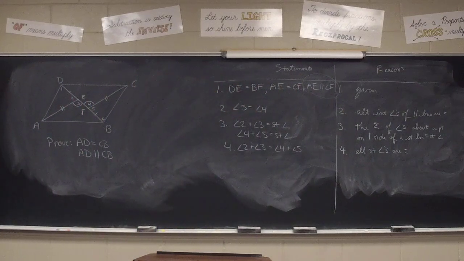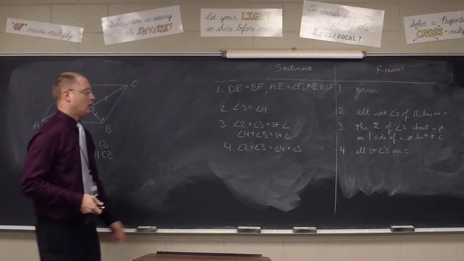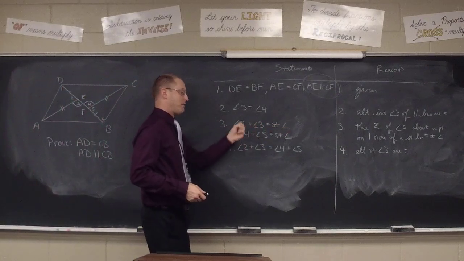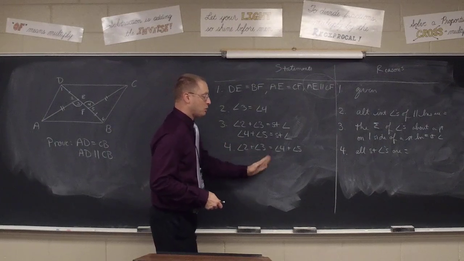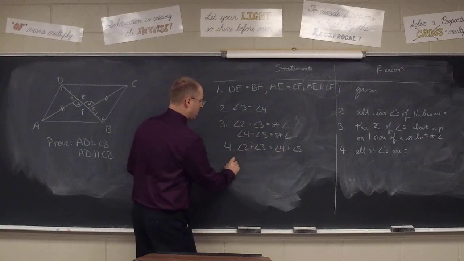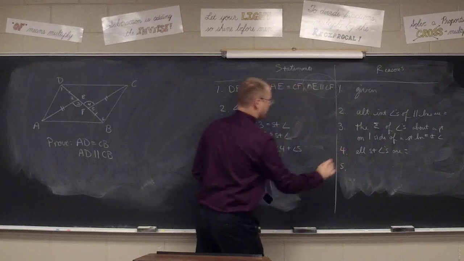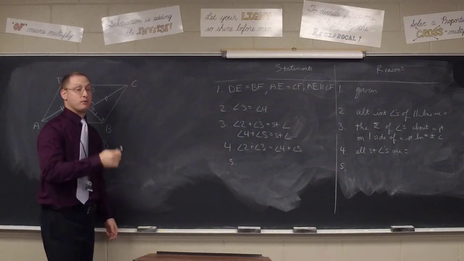Now, what do you suppose we would state next? We've seen this pattern before. Adam, we should be starting to get a feel for this. 2 and 3, that adds up to a straight angle. 4 and 5, that adds up to a straight angle. So 2 and 3 collectively is the same thing or equal to 4 and 5 collectively. What do you suppose comes next? Keeping in mind what we said for statement 2.